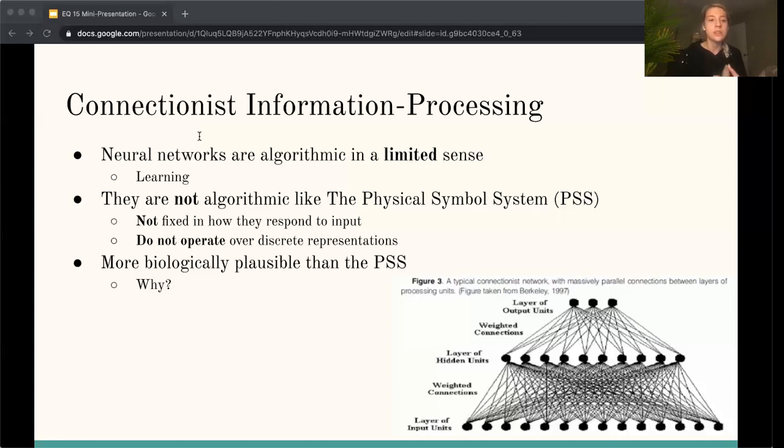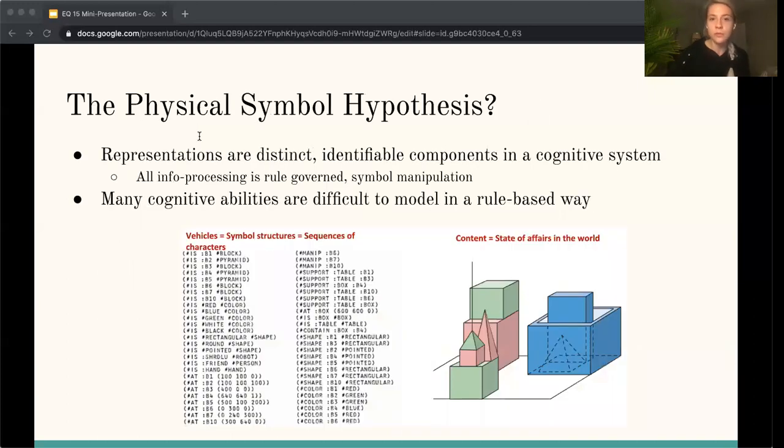Thus, we can approach this question by simply understanding that the physical symbol system fails to acknowledge information processing as a function of life. And so it's not algorithmic in this sense because they're not fixed in the way they respond to input, and they do not operate over discrete representations. And so, as mentioned before, the physical symbol system, according to Newell and Simon, has a necessary and sufficient means for general intelligent action, which is the essential basic principle that governs cognition and artificial intelligence.